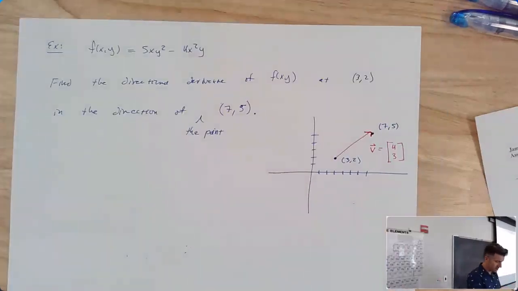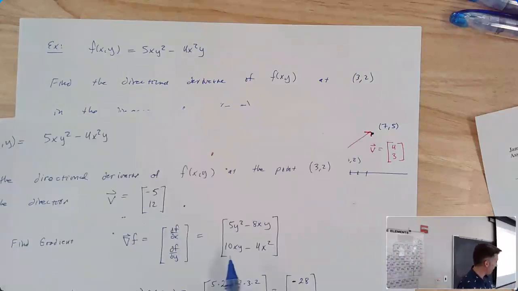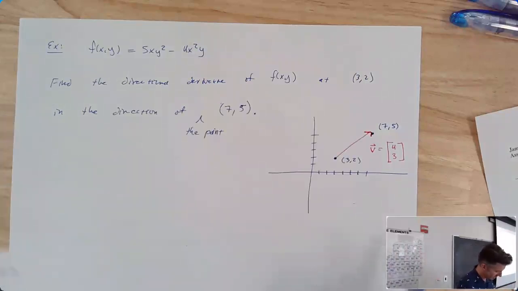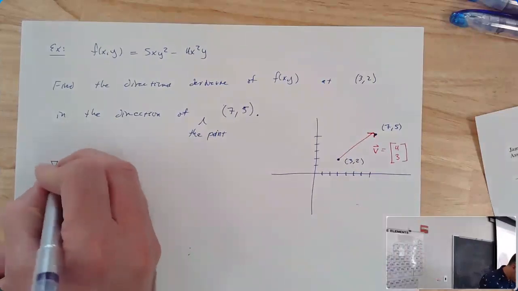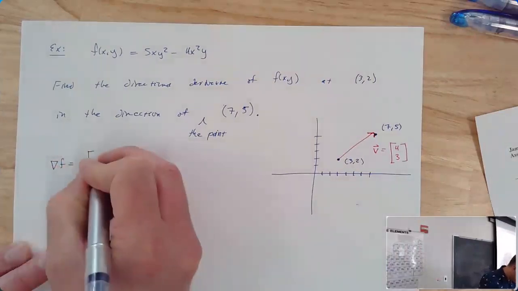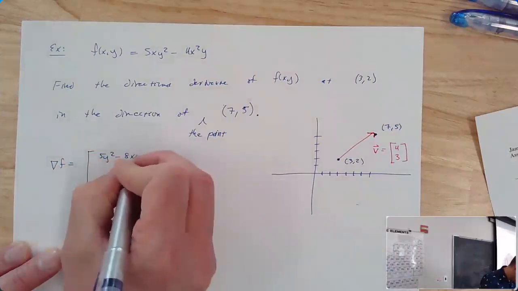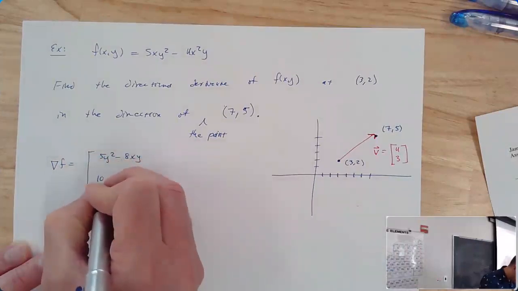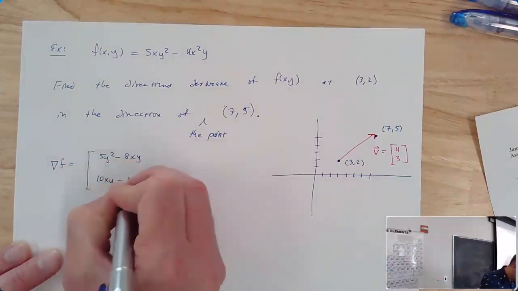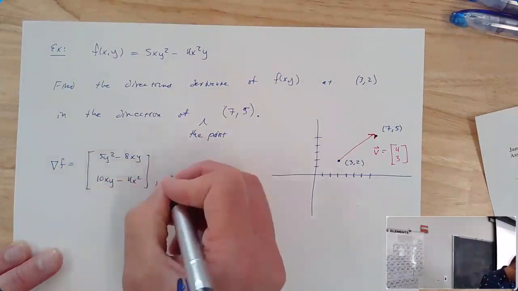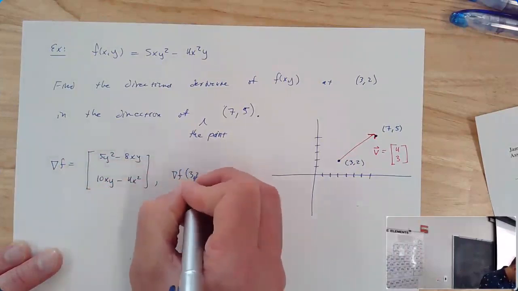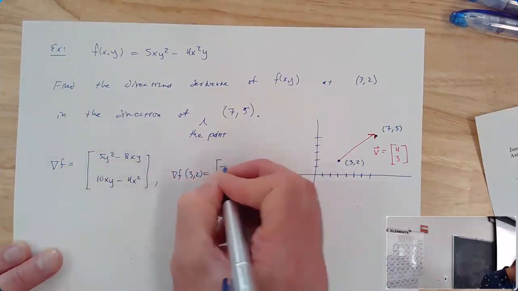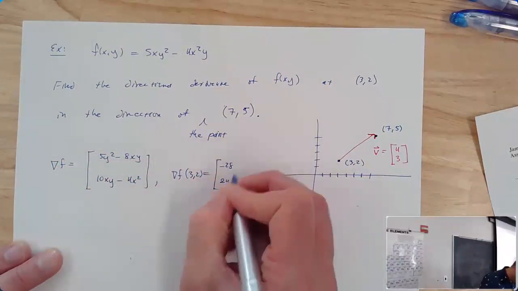So to do this one, it's the same sort of work. And it's so much the same work that I shouldn't repeat myself. I don't need to do the work of finding the gradient again. The gradient's still the same. So let's just write that down. The gradient here is still 5y squared minus 8xy, and then the second component is 10xy minus 4x squared. And specifically, the gradient evaluated at 3, 2 is still negative 28, 24.